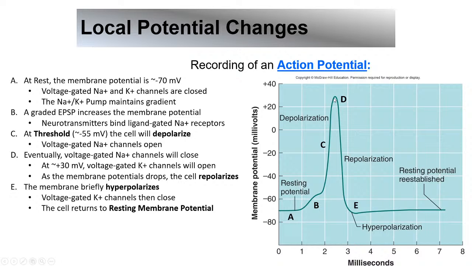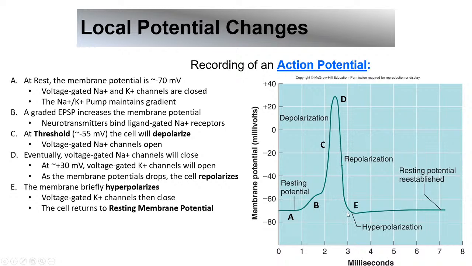we will become more positive until we reach about positive 30 millivolts. In this region, at C, or actually D, okay, D's over here. D should be on the left side toward the peak, just before the peak. We should open up potassium channels, which are going to make the cell more negative as we let positive charges out of the cell.